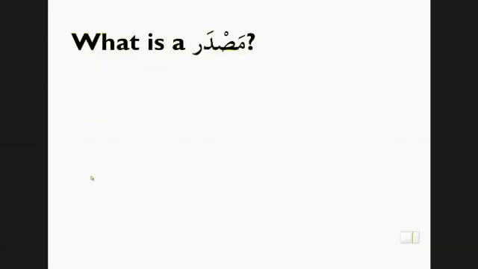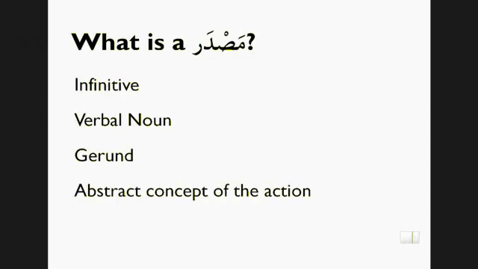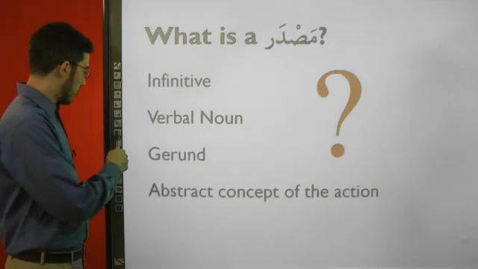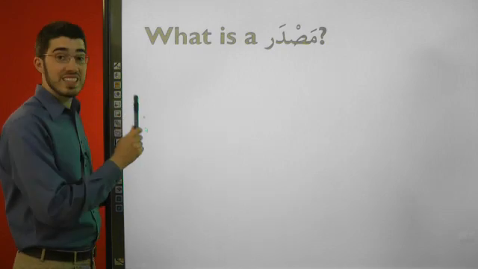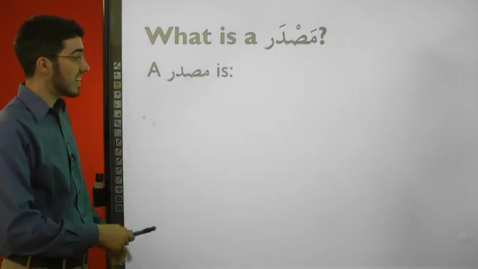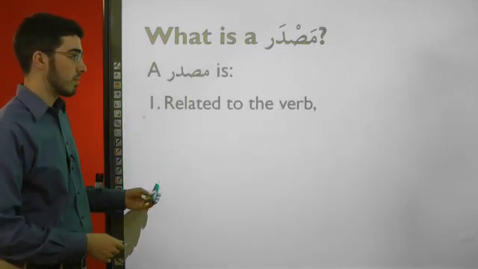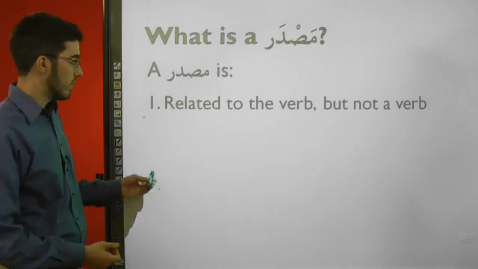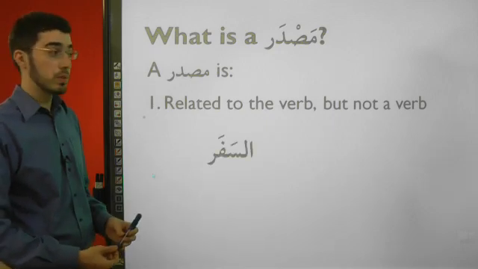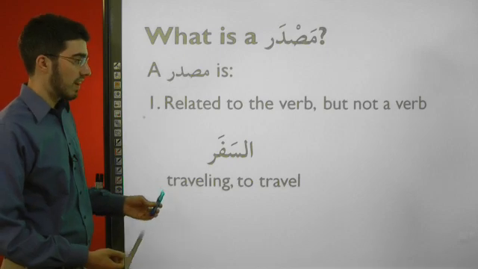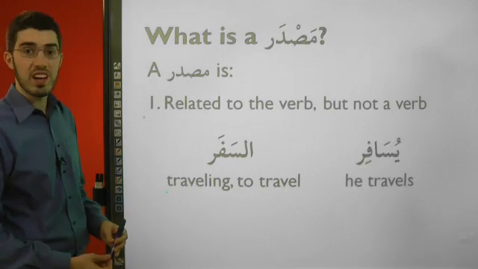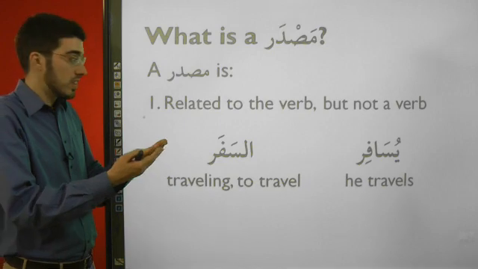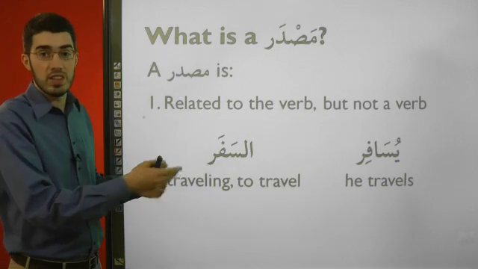You might have heard it called, for example, an infinitive, or a verbal noun, or a gerund, or the abstract concept of the action. What's going on? A lot of strange translations here. Let's see if we can make some sense of all this confusingness. Well, moving on, we can define it perhaps more precisely as follows. We could say a masdar is related to the verb, but it's not a verb. Notice here, for example, I have safar, which is the masdar meaning traveling or to travel, and I have the verb yusafir, which means he travels. You can clearly see the connection. There's obviously something going on here. They both have to do with traveling.